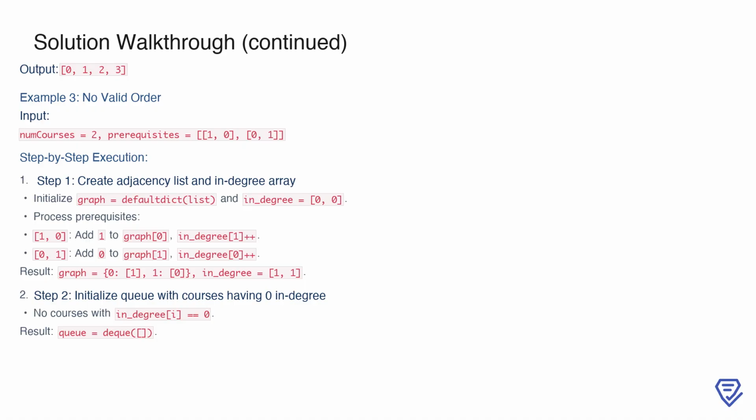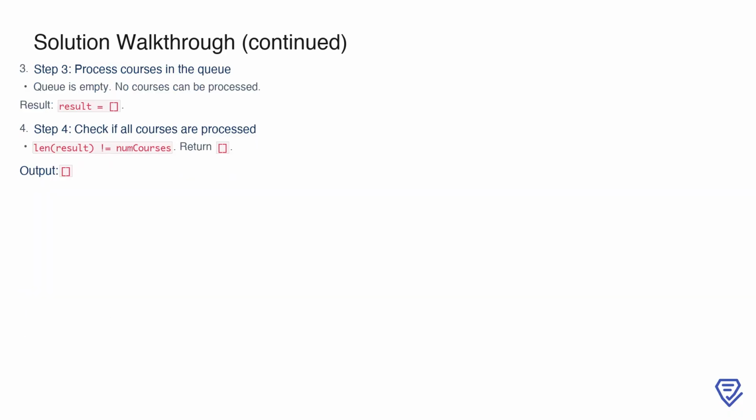As a result, the queue remains empty, and no courses can be processed. When the queue is empty and no courses have been processed, the result list remains empty. Since the length of the result list does not match the total number of courses, we conclude that it is impossible to complete all the courses. This happens because the prerequisites form a cycle, creating a deadlock where no course can be taken first. The output in this case is an empty list, indicating that there is no valid order to complete the courses. This highlights the importance of detecting cycles in the graph representation of the prerequisites.